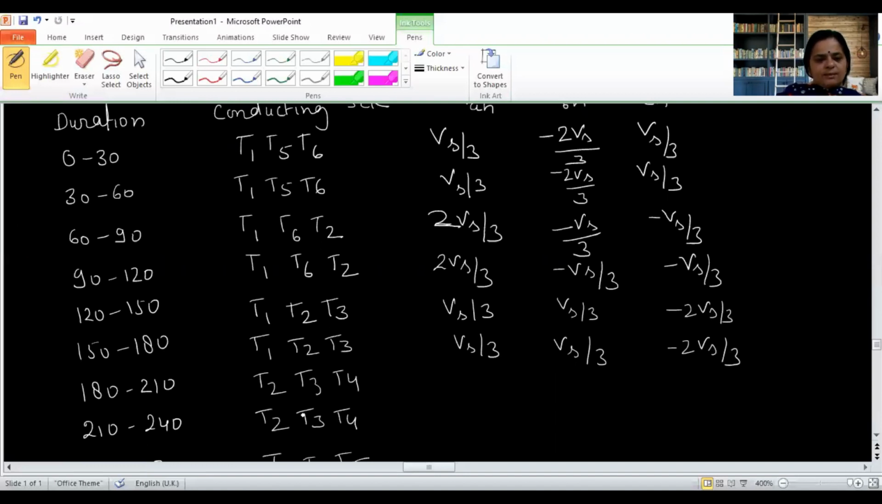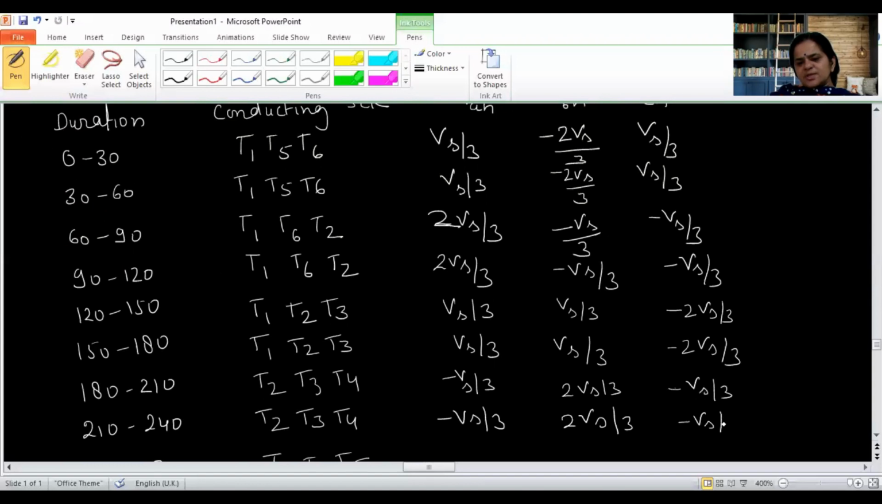Now in a similar way, for 2, 3, 4, that will be minus Vs by 3, minus Vs by 3. This will be 2 Vs by 3, 2 Vs by 3, and this will be minus Vs by 3 and minus Vs by 3.